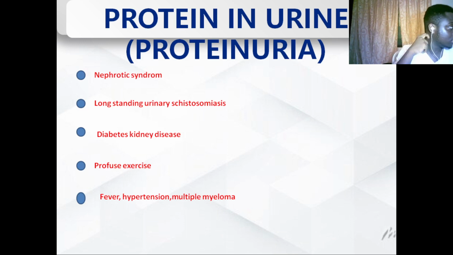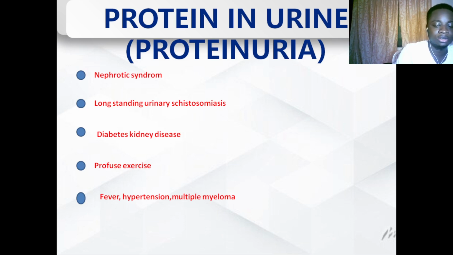Now, in diabetes, kidney disease. Okay, diabetes can cause impaired function of the kidney, and so it will lose its normal function. And so the filtration ability will be impaired. Therefore, proteins will be found in the urine. Profuse sweating, okay, fever, hypertension, and multiple myeloma. In all these conditions, there will be protein in urine.